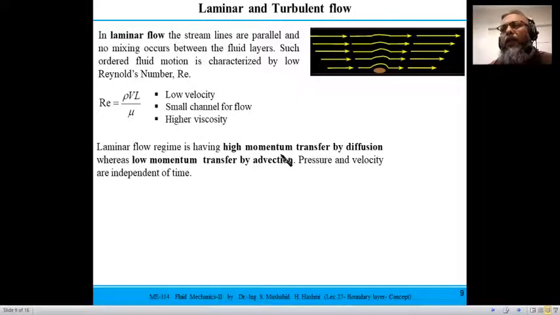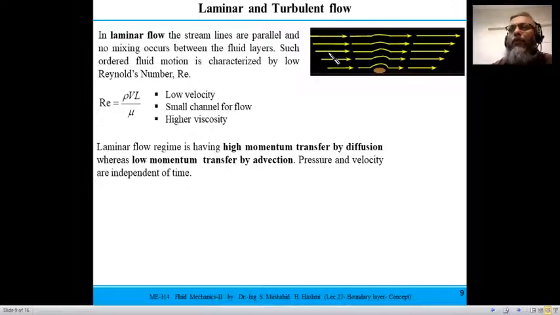So this we call momentum transfer. Since this process takes place at a microscopic level, we call it momentum transfer by diffusion. Laminar flow is such a flow in which momentum transfer by diffusion is very high. Whereas if you take momentum transfer in a macroscopic manner, we call it advection.